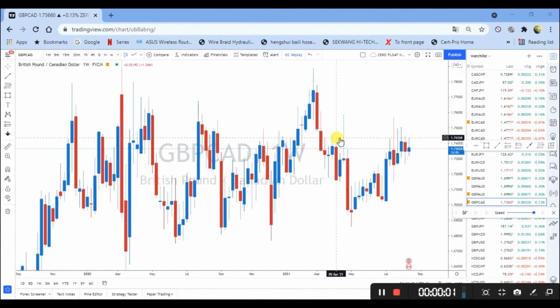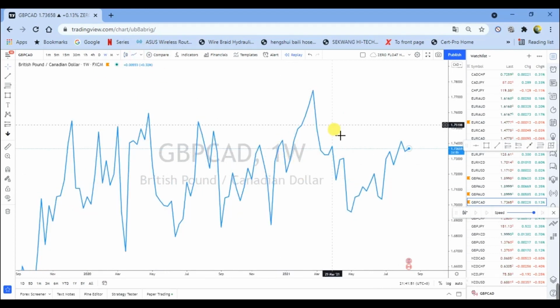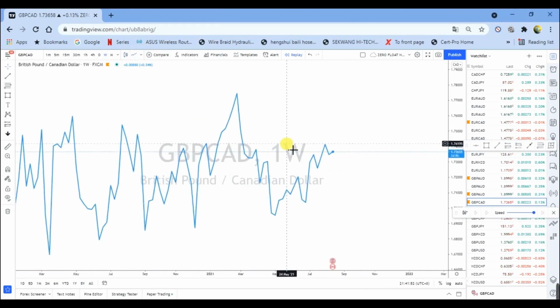Alright guys, as you can see here, this is the GBP CAD pair on the weekly time frame. If we change it to the line chart, we can see that this is very messy. So there are two ways to trade it. First is to avoid it if you don't see anything or you don't feel comfortable looking at this chart. Secondly, if you still want to trade, no issue. Let me try and let's go with it.